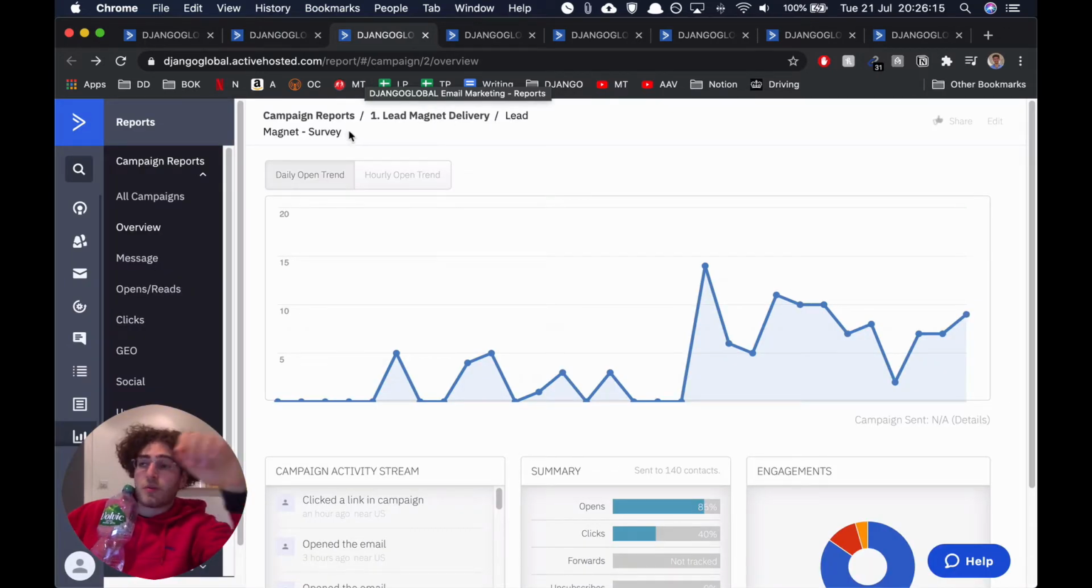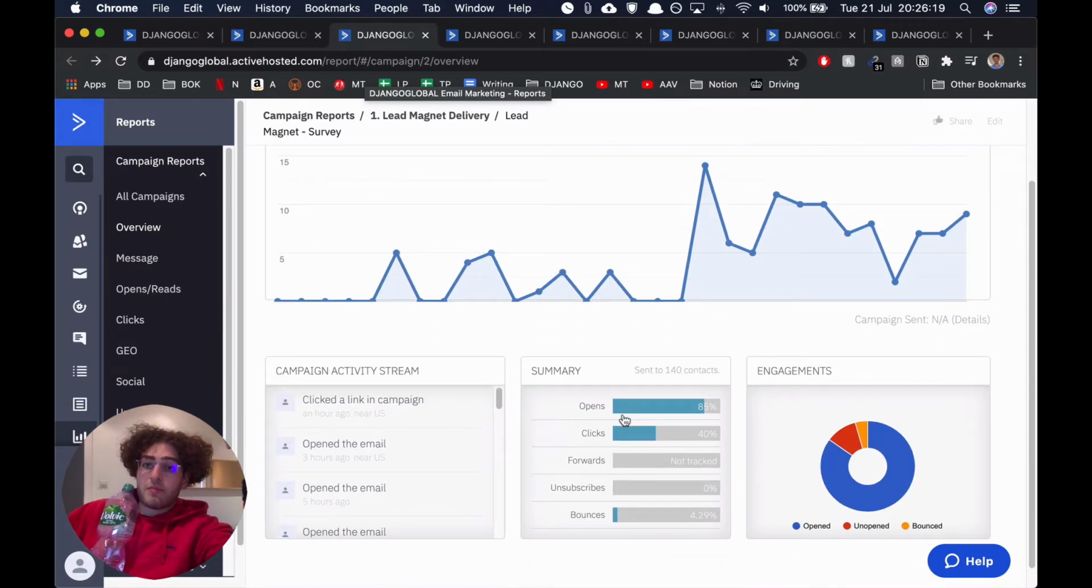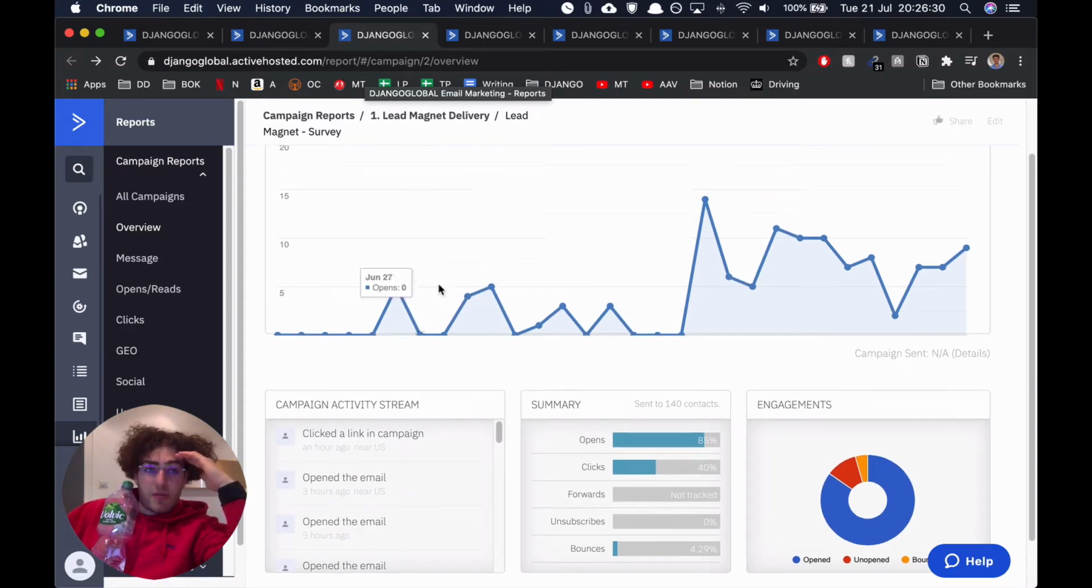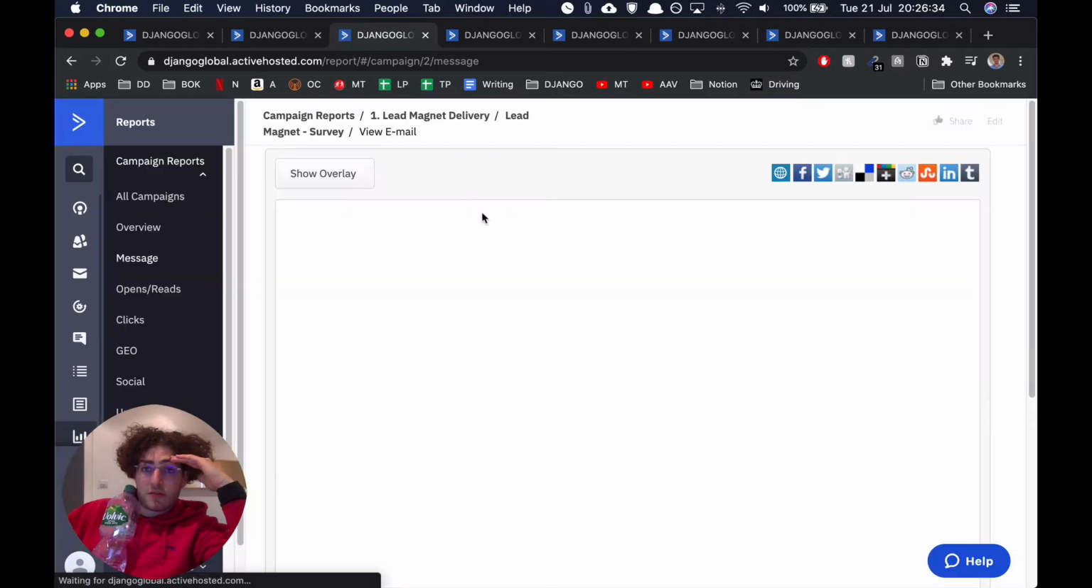We can see that the first email is the lead magnet survey. They click on the website, they get the survey. The open rate on that email is 85%, then 40% actually click through to that survey. We have no unsubscribes at this point and some bounces. And we can open this up and see the message directly.